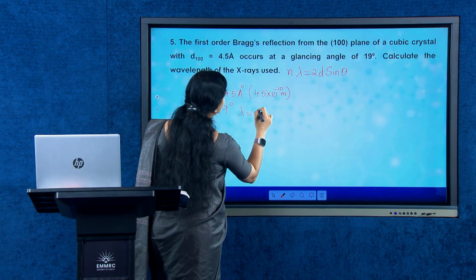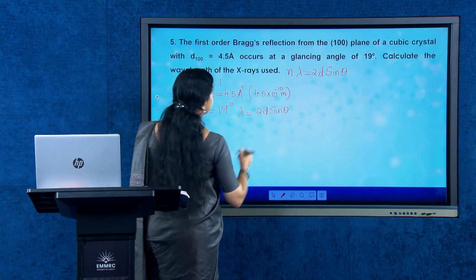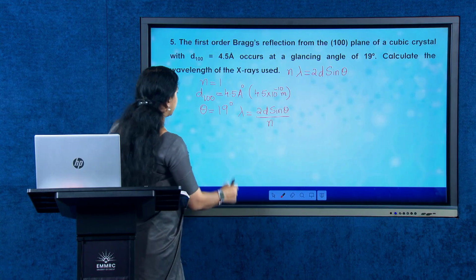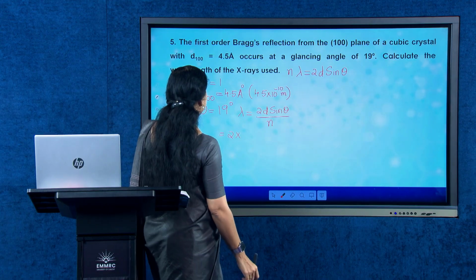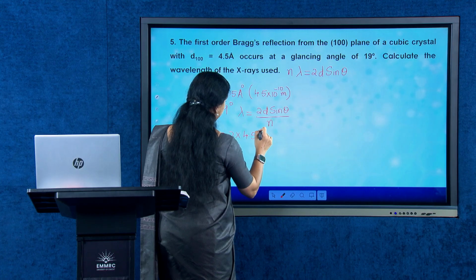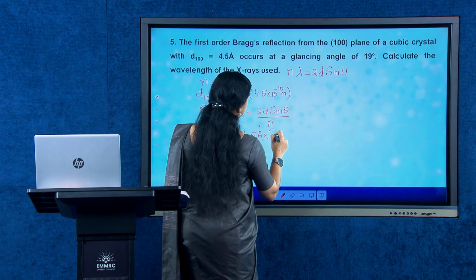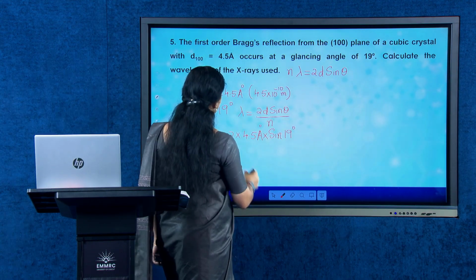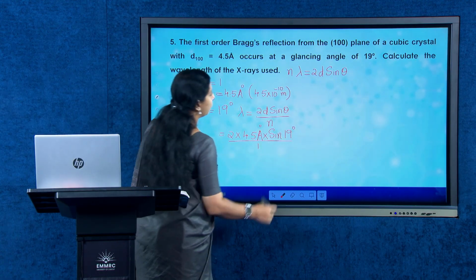Lambda is equal to 2d sin theta divided by n. So, that is equal to 2 into the spacing, which is 4.5 angstrom, into sin theta. Theta is 19 degrees, so it is sin 19 degrees divided by n. N is a first order diffraction, so the value of n is 1.